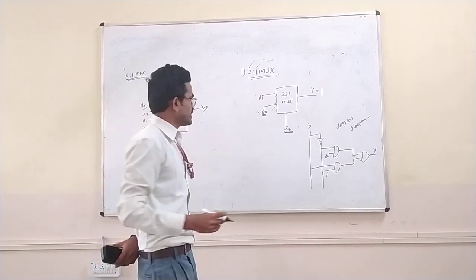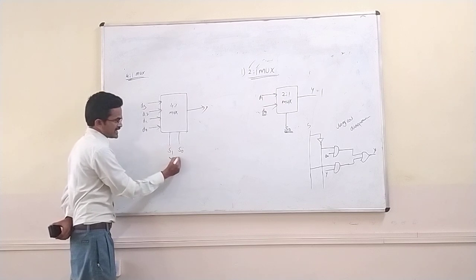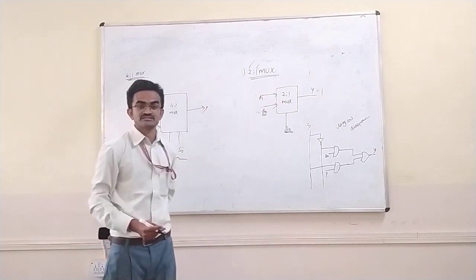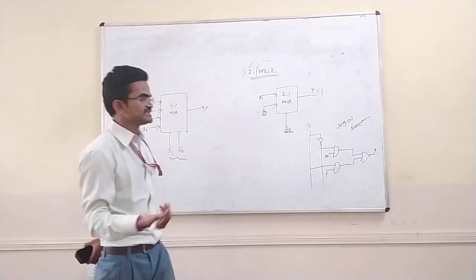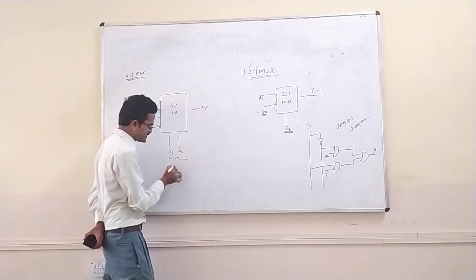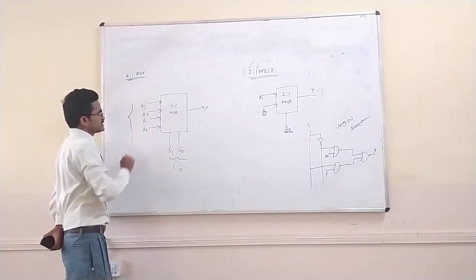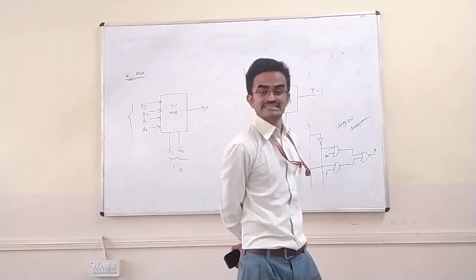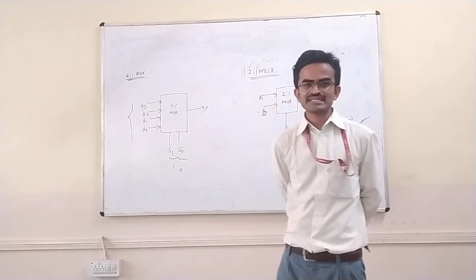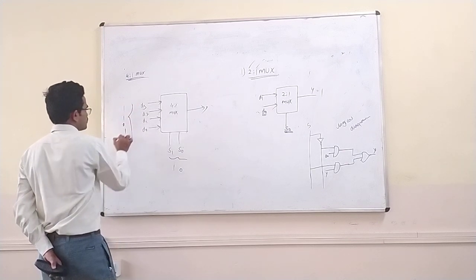Now how does it work? Let me explain. Here there are 2 select lines. The possible combinations are 0 0, 0 1, 1 0 and 1 1. Let me consider a random value here, 1 0. And the same for the inputs. With a total of 4 inputs, 2 to the power 4 means 16 possible combinations. Let me consider random inputs 1, 1, 0, 1.